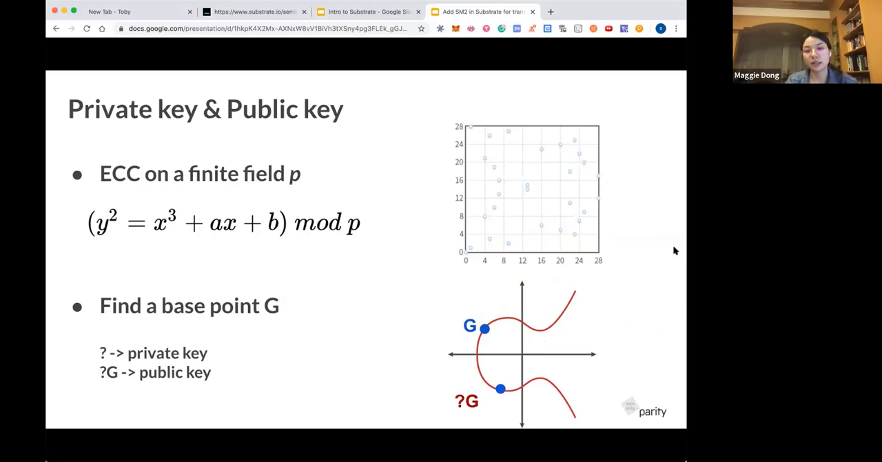And the picture on the top right is what an ECC on a finite field looks like. Every point on the ECC is an integer. The complete expression of the ECC is y squared equals x cubed plus a times x plus b, mod p. In the picture on the top right, p equals 28.